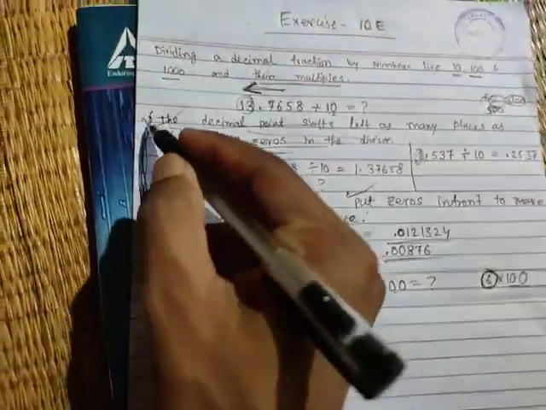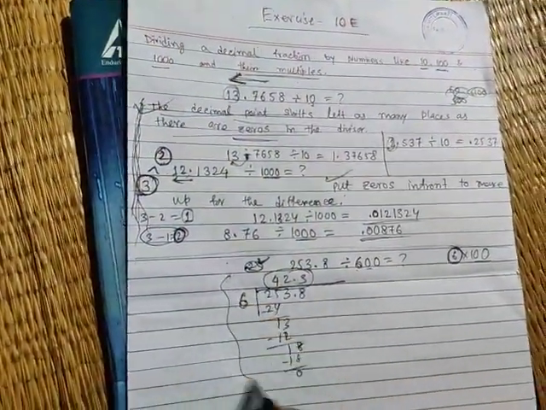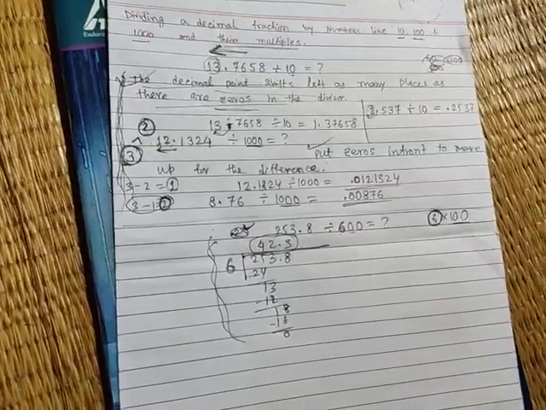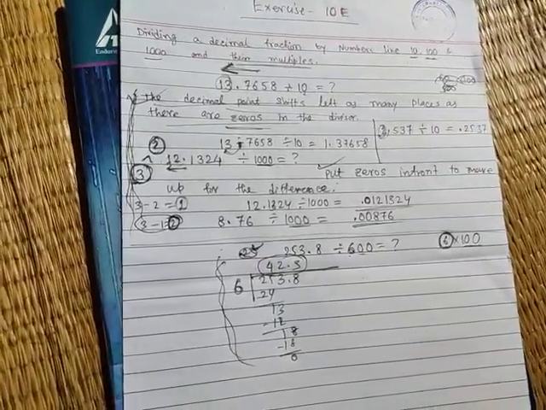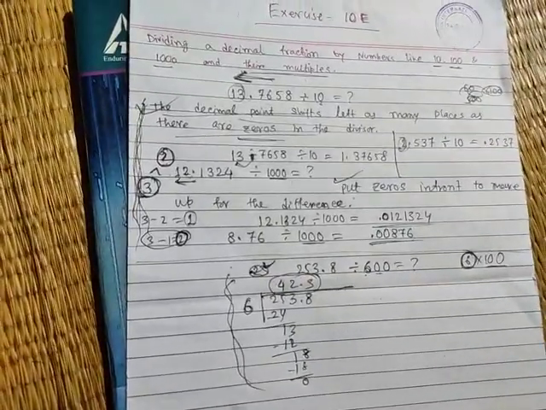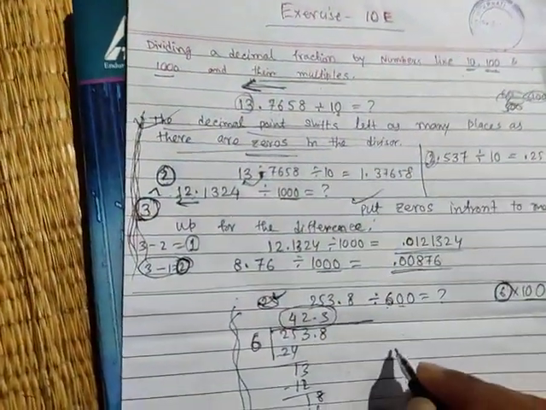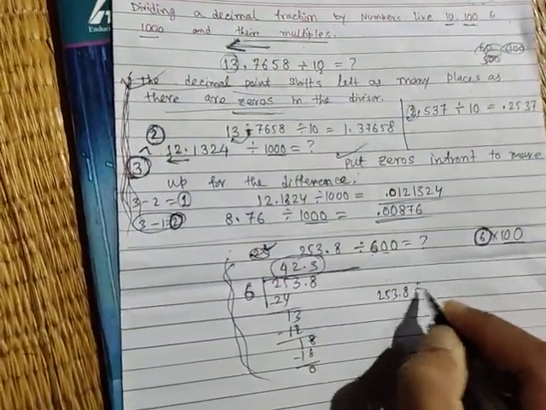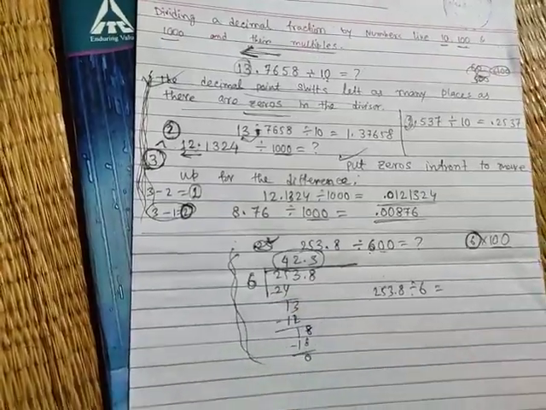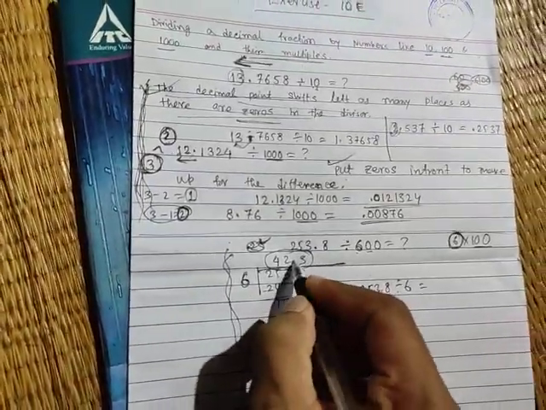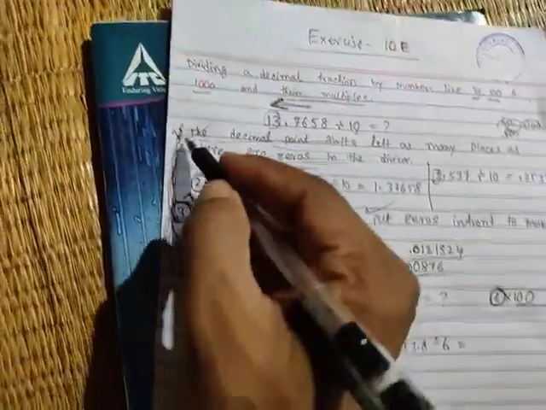Now come to this method. This process I have already taught you in exercise 10D. So next you follow this process. Now 253.8 divided by 6 is equal to 42.3, but that is not the result. 42.3 is not the result. Now follow this method.